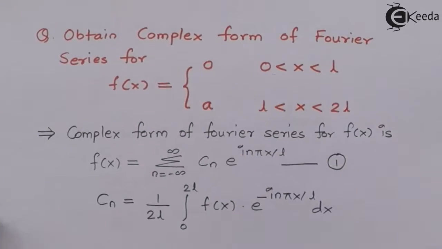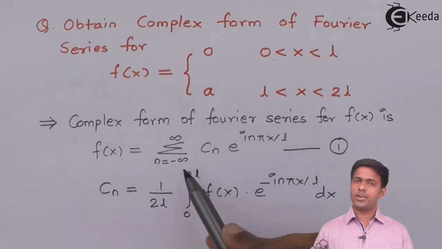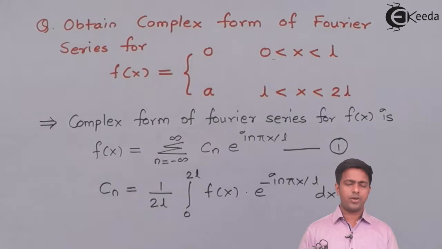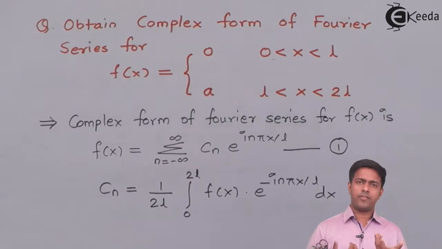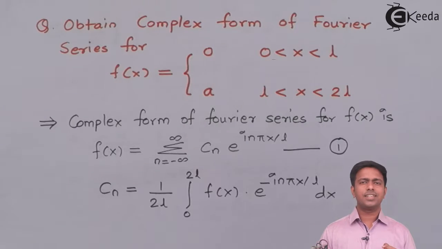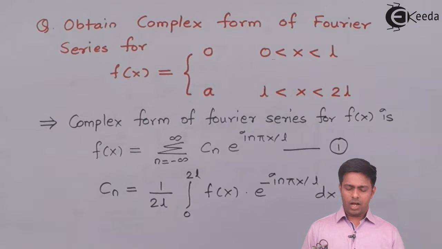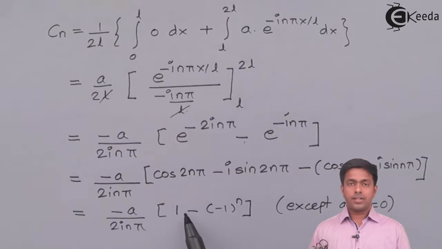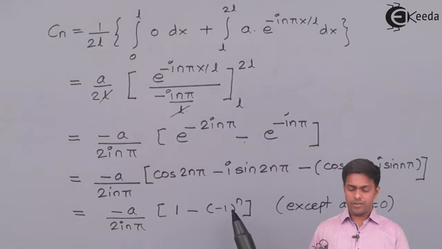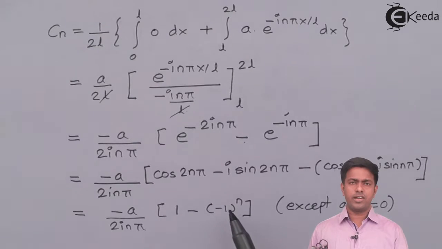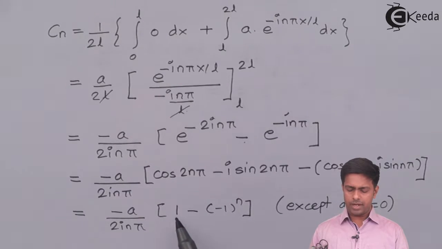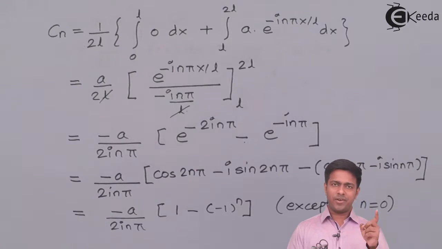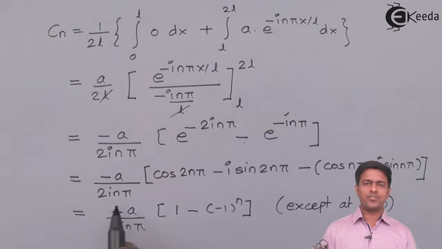Here I'll show you that our n is varying from negative infinity to infinity, hence we have to find out that value of Cn for all positive n's and then for all negative n's. So here how we'll do is, guys, there is one more thing to notice: whenever this power n is even, this minus 1 raised to even will become positive 1, and that 1 minus 1 will become 0. It means whenever n is even, we are getting value of Cn as 0.